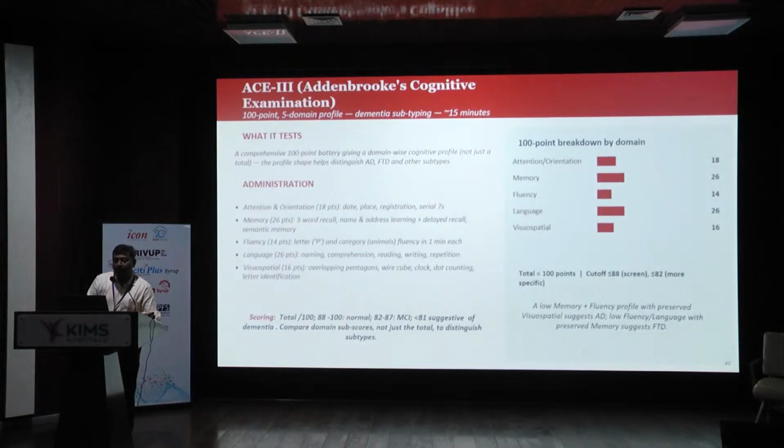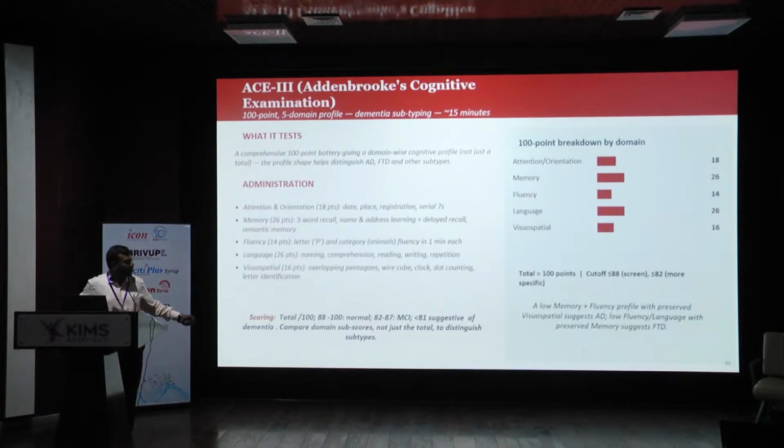Finally, ACE-3, or Addenbrooke's Cognitive Examination. It usually takes 20 to 30 minutes to administer and should be done as a second-tier test in an OPD if you don't have time to go for a detailed cognitive assessment. It is more domain specific. It covers all the domains and gives you a fair idea whether we are dealing with a case of Alzheimer's or a frontotemporal lobar degeneration.